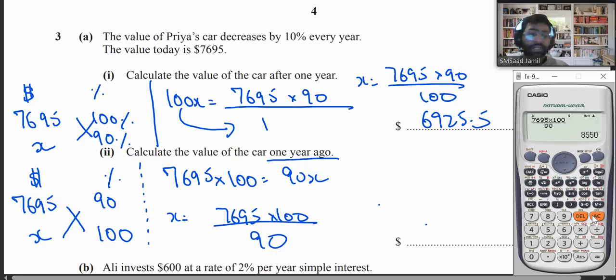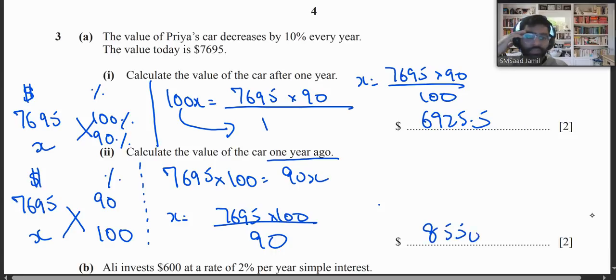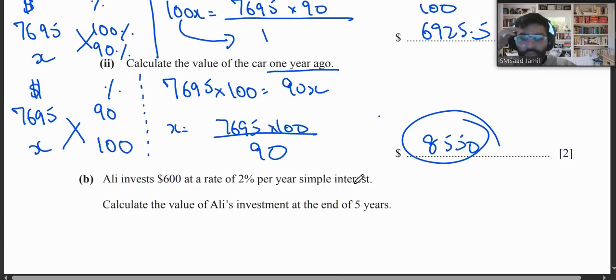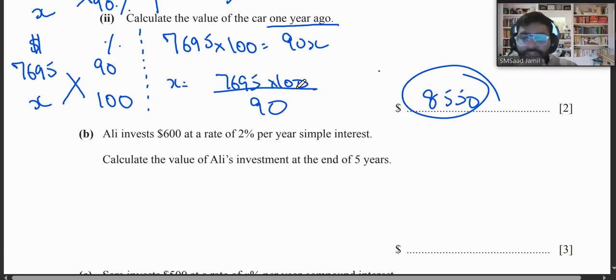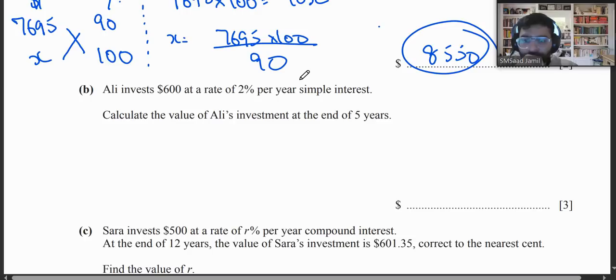So the answer is 8550. So the dollar value is 8550. Okay, it says Ali invests $600 at a rate of 2% per year simple interest. Calculate the value of Ali's investment at the end of 5 years.